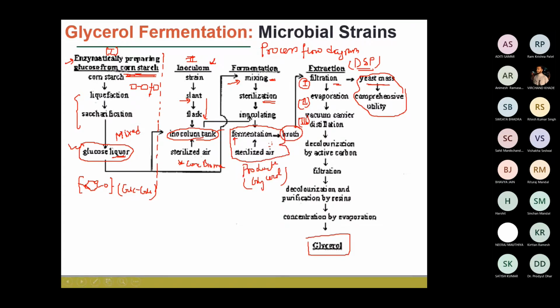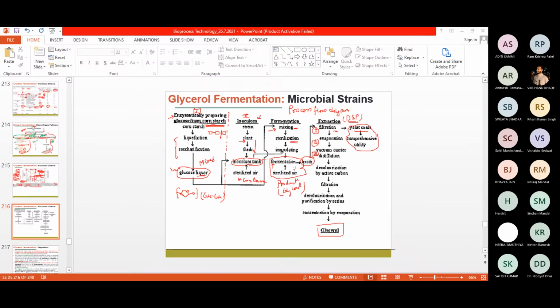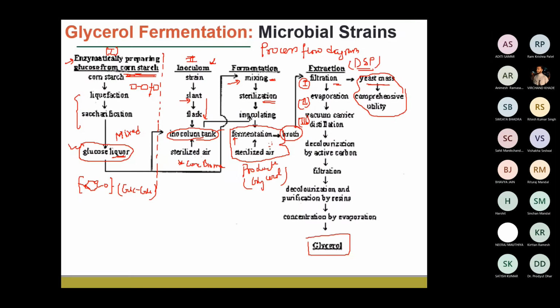Once the glycerol has been distilled out, we carry out the decolorization. Generally, if you see a glycerol solution in the labs, glycerol is transparent in nature, but because of the presence of different growth media components, biomass and other components, it has a slight yellowish color after vacuum carrier distillation. To decolorize those substances, we use decoloration by activated carbon, followed by filtration to remove these activated carbon particles.